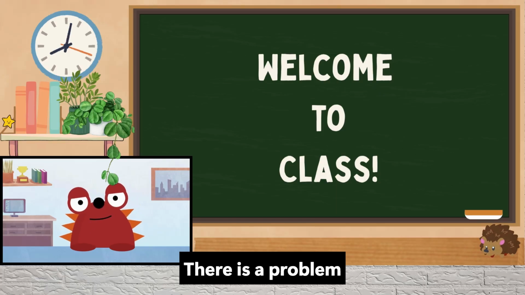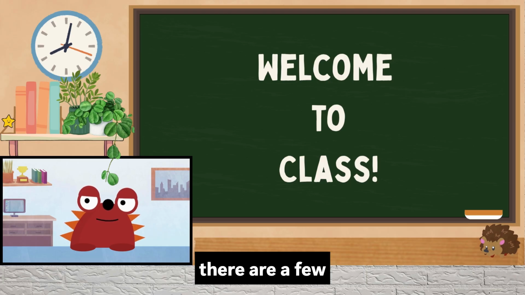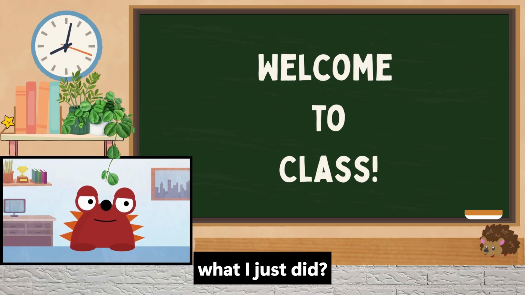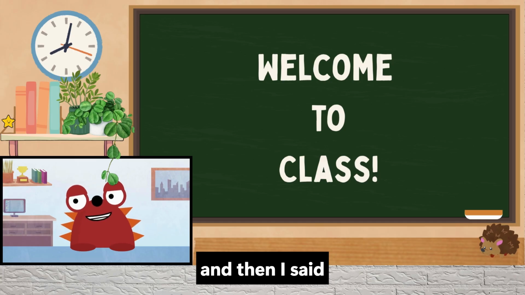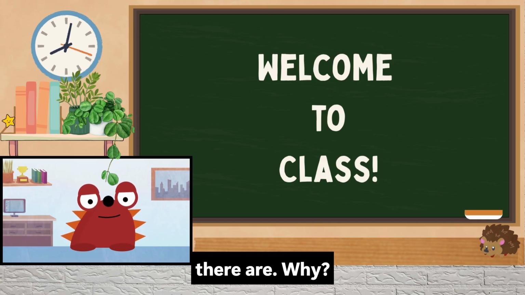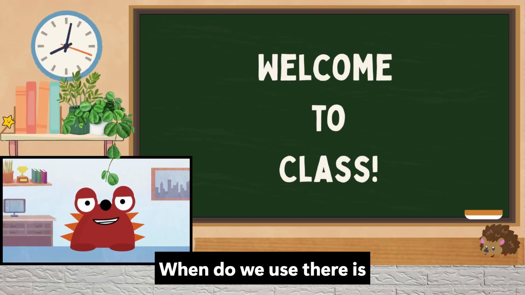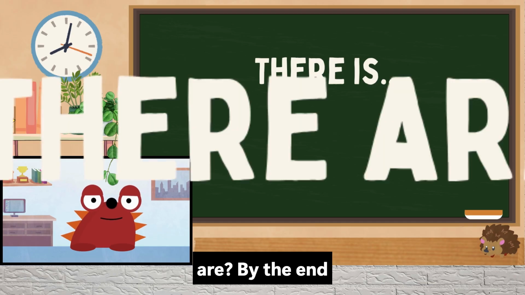There is a problem with English. Or maybe there are a few problems. Did you notice what I just did? I said there is, and then I said there are. Why? When do we use there is, and when do we use there are?